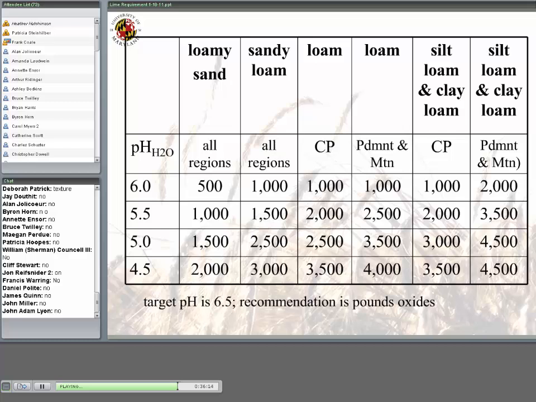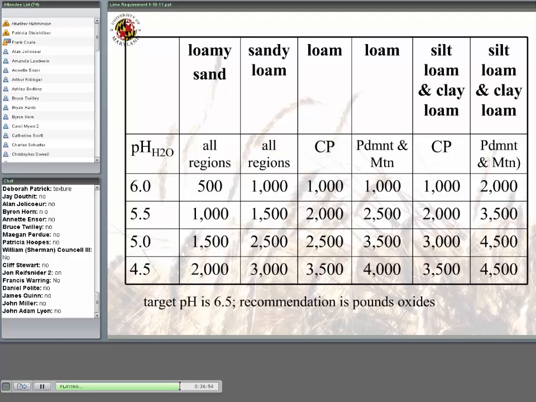This is a snapshot of the table in that publication. You can see that down the left-hand side is your pH water. This is the pH in a soil solution, in a soil-water mixture. Your textural classes are across the top. For some textural classes, region has no relevance. For loamy sand, it doesn't make any difference which region you're from. But for the heavier textured soils, the loams, silt loams, clay loams, you interpret the information differently for coastal plain than you would for Piedmont and mountains. And you can see that the lime requirement is higher for the same textural class.